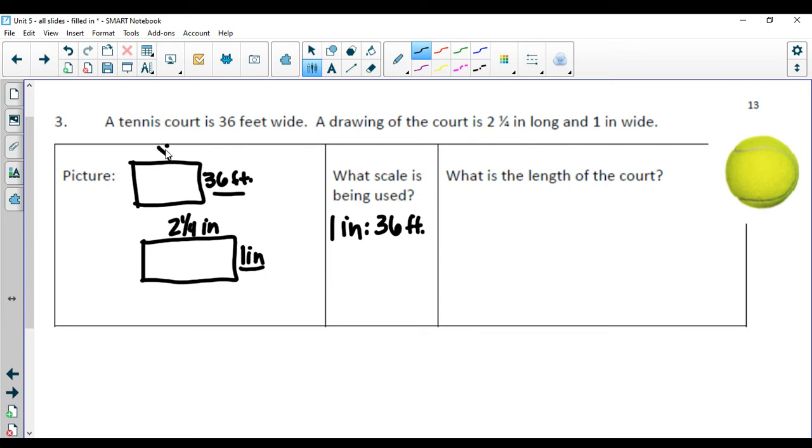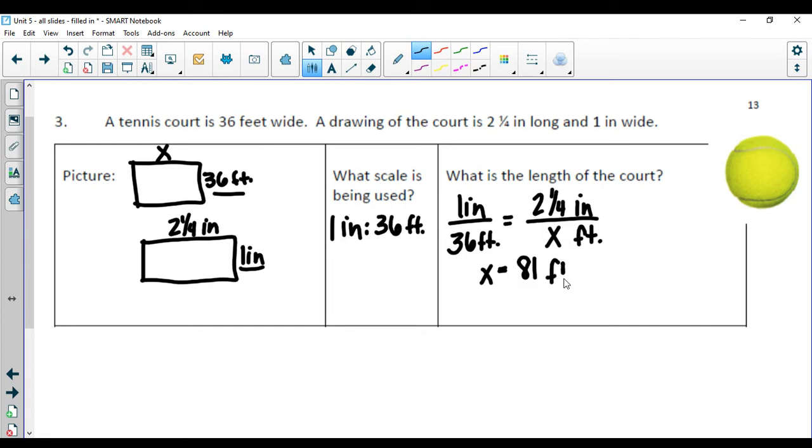So we can find the length of the court in real life. We'll say 1 inch is equal to 36 feet using our scale on that side, inches over feet. For the length, we know that in the drawing, it's 2.25 inches. In real life, that's X feet. X times 1 is X, and 36 times 2.25 is going to give us 81. And X's label is feet, so we're going to go ahead and label this with feet then.